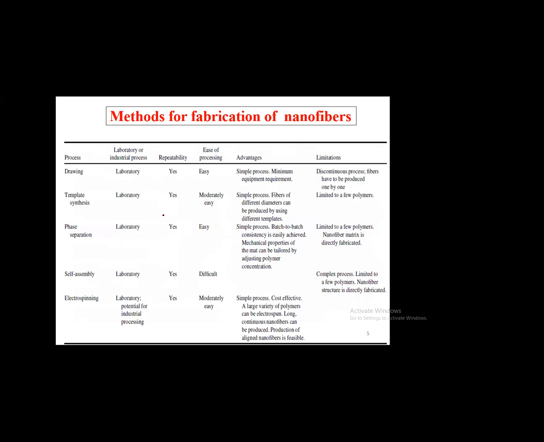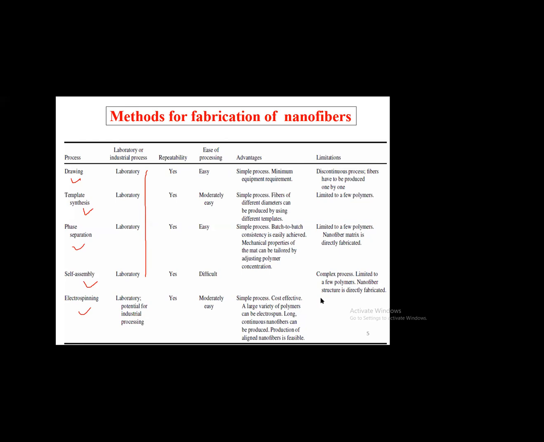Methods of fabrication of nanofibers. These are the number of processes being put in front of you: drawing, template synthesis, phase separation, self-assembly, and electrospinning. When we compare these processes as laboratory or industrial processes, the first four are laboratory methods, and electrospinning is laboratory as well as industrial. Repeatability in all cases is possible. Most processes are very easy. This is a very simple process, very cost effective.